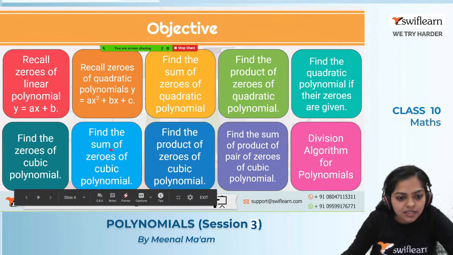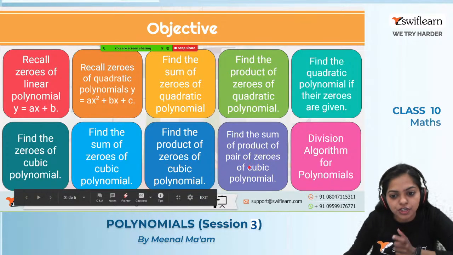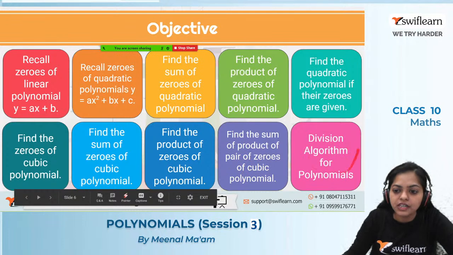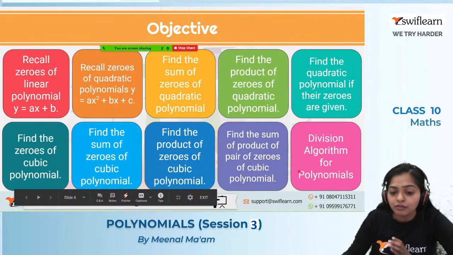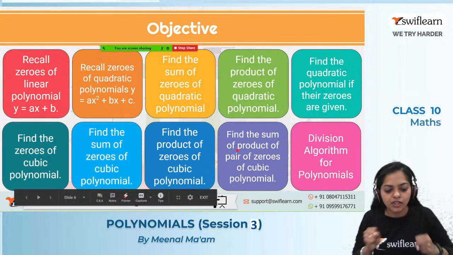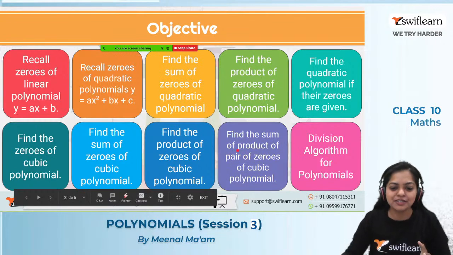The same we will do for cubic polynomials: the sum of zeros of a cubic polynomial, the product of zeros of a cubic polynomial, and the sum of products of pairs of zeros of a cubic polynomial. And also we will discuss the division algorithm for polynomials. So let's start the session with great enthusiasm.